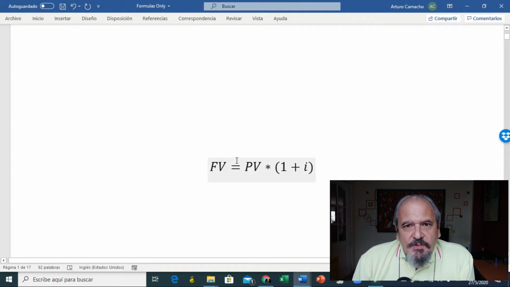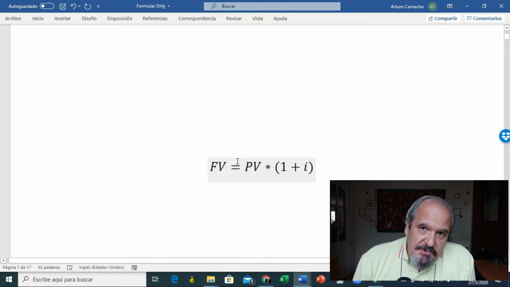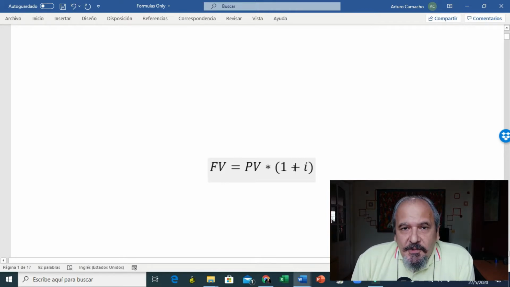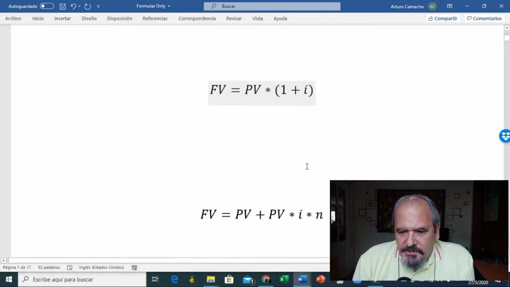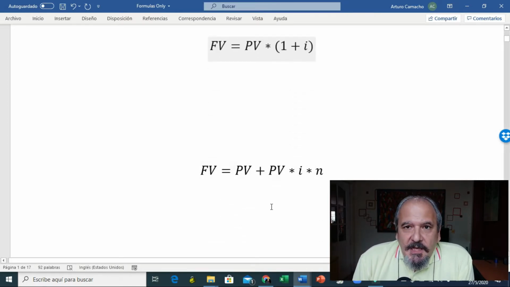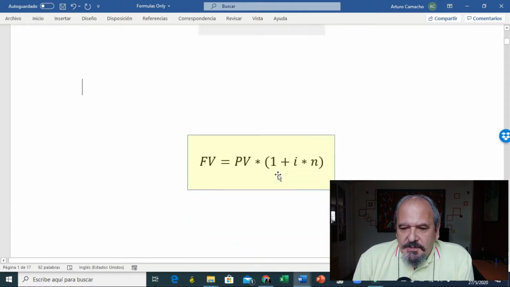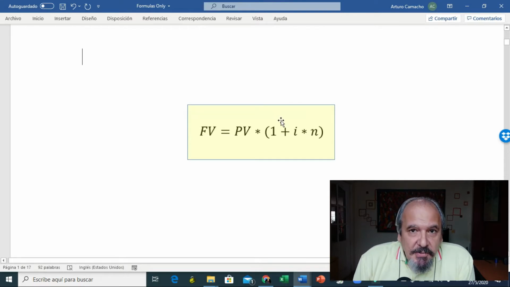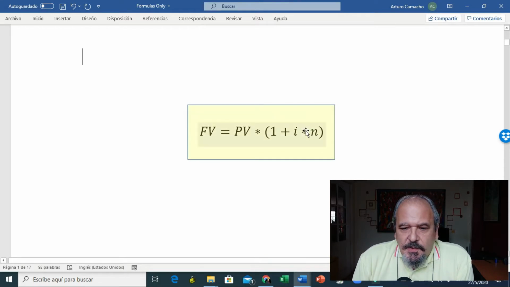But what happens when we have more years, 2 years, 3 years? Well, the formula multiplies by n that amount of interest. So we have the same formula multiplied by n here. So that means if we reduce it, our simple interest formula is this one.